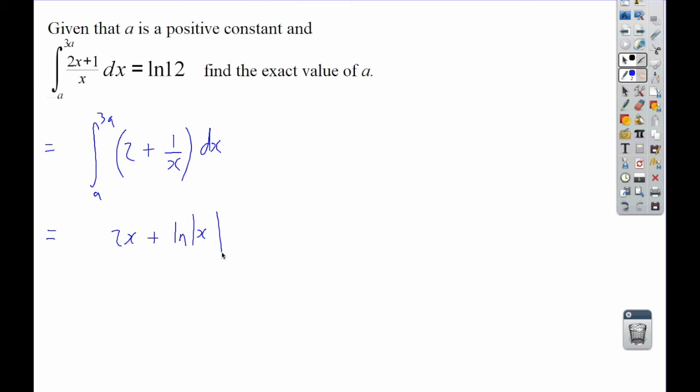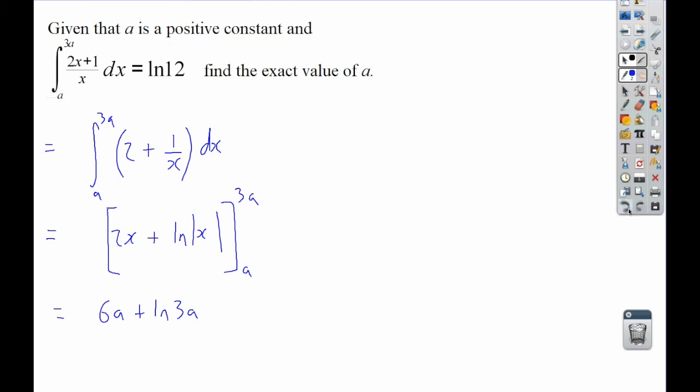Have your fingers hovering over the mouse button. Now when we've got limits substituted in, remember to use these straight line brackets. The limits go on the right hand side there, so a and 3a, and you substitute those in. So substituting 3a, you get 2 times 3a, which is 6a, plus natural log of... now when you've actually substituted the value in, you don't need the modulus brackets anymore. We know that's definitely a positive value, because it says that a is a positive constant, so we don't actually need to put the modulus brackets in.